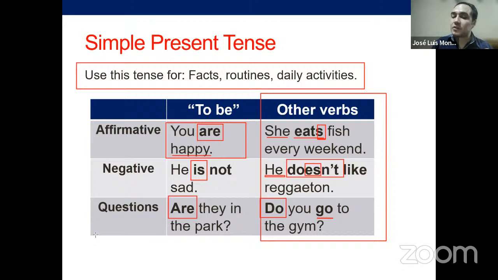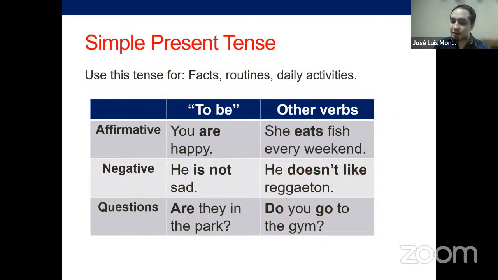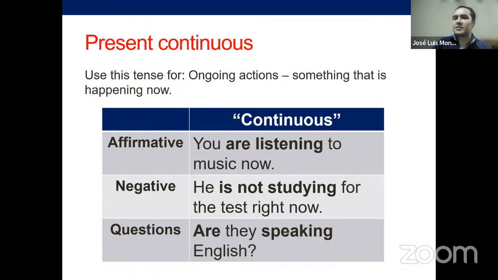If it's a question, always do or does at the beginning, right? Do you like to do that? Does she go there every day? And so on and so forth. All right. This is the first part. Let's go to the next one. The next one, this is very simple. The present continuous.